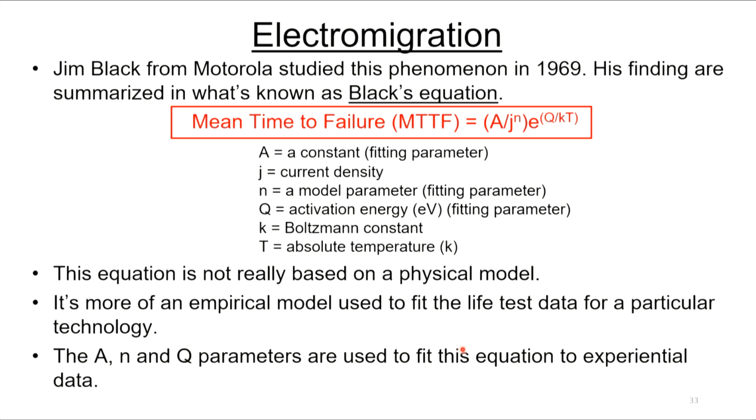Jim Black from Motorola studied this phenomenon way back in 1969, and his findings are summarized in what's known as Black's equation. This gives a mean time to failure of a metal line, with a bunch of constants and activation energies and everything else put in here. Now, this equation is not really based on a physical model. It's more of an empirical model used to fit the life test data for a particular technology. And the A, N, and Q parameters are just fitting parameters. I just wanted to mention this equation. It's a well-known equation. You'll hear people talk about Black's equation fairly often.